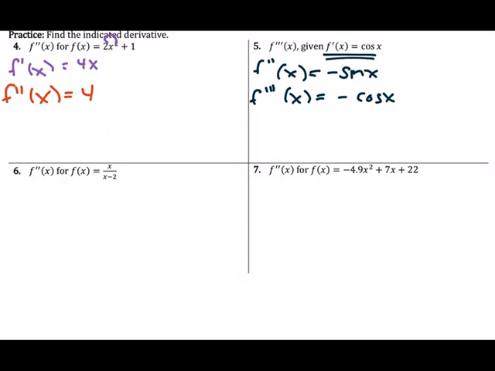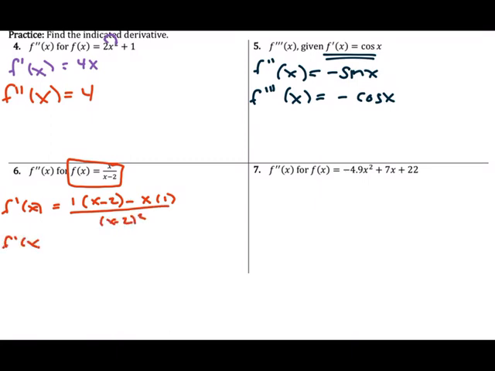For number 6, we're finding the second derivative given this original function, and we're going to have to work with the quotient rule here a bit. So let's go ahead and find the first derivative. That's going to be 1 times x minus 2, the derivative of the numerator times the denominator, minus x times the derivative of the denominator, which is just 1, all over x minus 2 quantity squared.